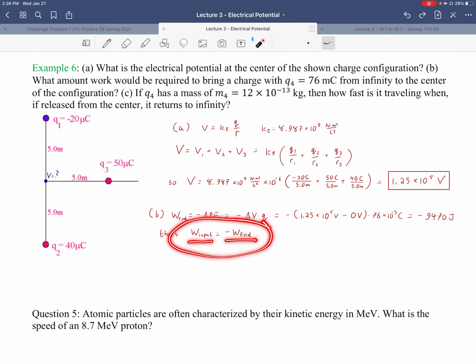Now, again, that's only true if the change in kinetic energy is zero. But we can definitely assume it's zero because we're bringing something in and placing it. There's no mention of letting it fall. There's no mention of changing its velocity. So this problem very much implies constant velocity. So that means the work to bring that charge in from infinity is 9,470 joules.